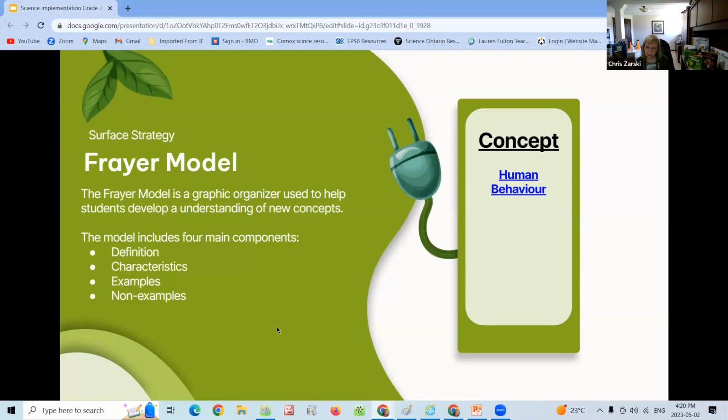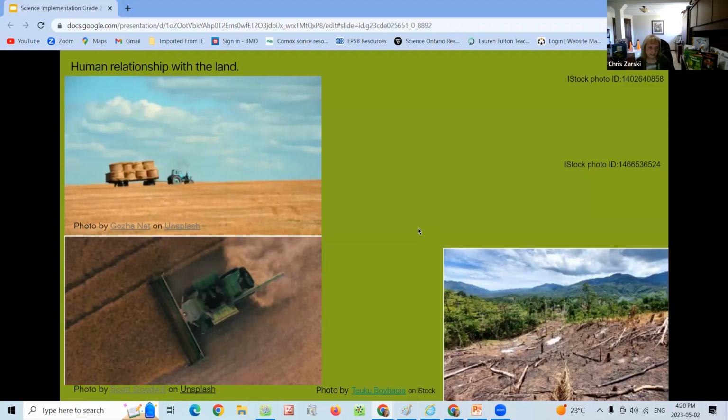Could they give me examples of human behavior? Could they give me an example of something that was living, non-living, something that was an animal, not an animal, right? Just that simple kind of thing. And if they're not good at writing yet, and you're starting with this at the beginning of the year, then it gives them the opportunity to also draw a picture, and they can show and explain to us what their understanding is. So in this case, I might say part of our organizing idea is, what's the relationship that humans could have with the land?